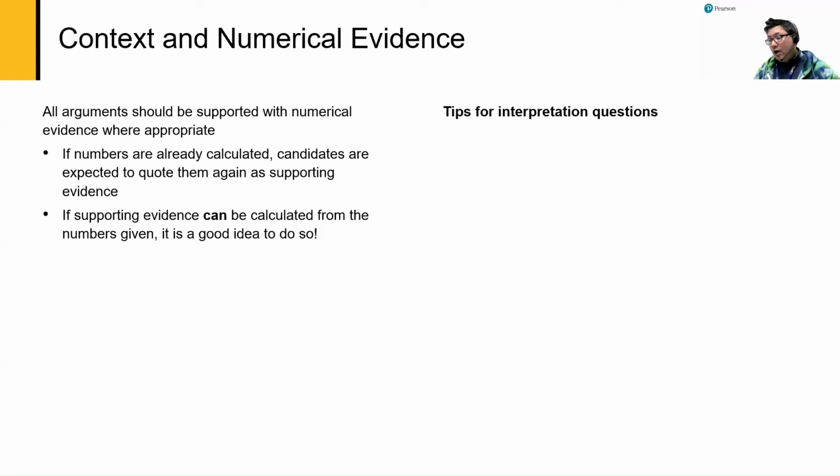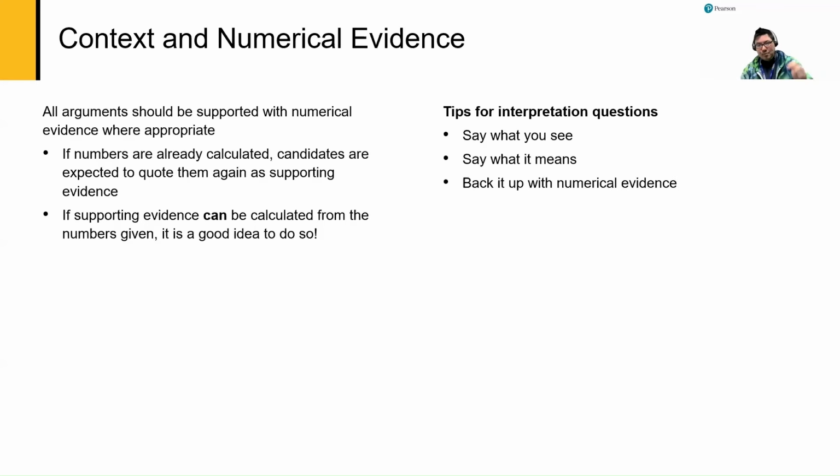Okay, so here's the tips for interpretation questions. Always say what you see. Follow that up with say what that actually means. Back it up with numerical evidence and keep it in context. And they are the four main things to remember to do when you actually have to put it onto paper, because people are really not too sure on how to structure it. Well, there it is. That's how you structure it. Say what you see, say what it means, back it up with numbers and keep it in context.